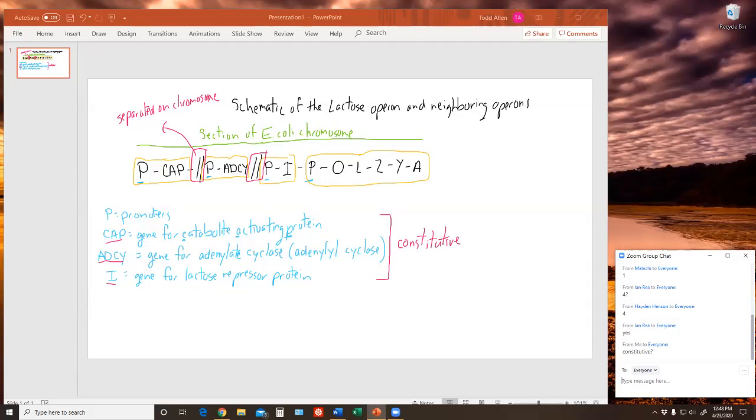Okay, well, let me move us forward here. But you should find in your notes from last time that constitutive means that the genes are always on. Thank you, Malachi. Exactly. The genes are always on. They are always expressed. They are like a leaky faucet that does not turn off. Okay?